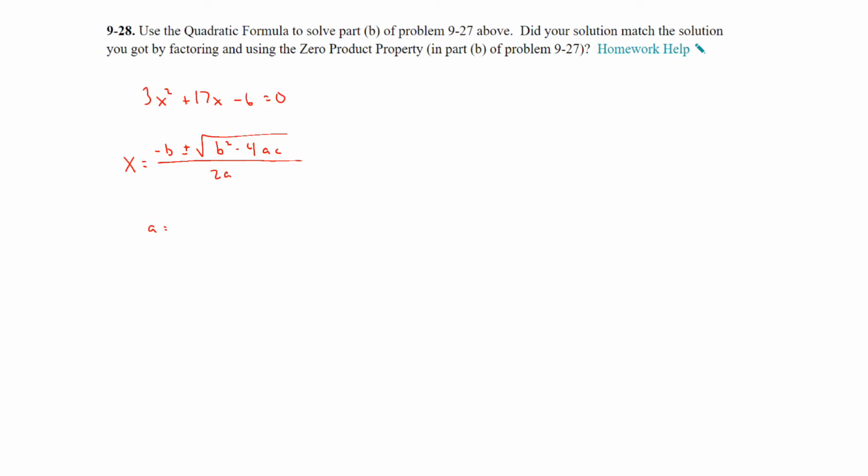So a is equal to the number of x squared terms, which is 3. b is equal to the number of x terms, and that's 17. And then c represents your constant, which is negative 6. So we'll plug this in. x is equal to the opposite of 17 plus or minus the square root of 17 squared minus 4 times a, which is 3, times c, which is negative 6, and then that whole thing divided by 2 times 3.